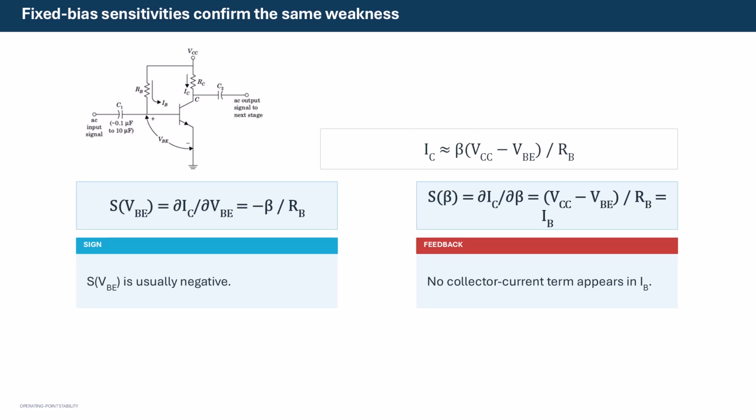The fixed bias collector current can be approximated by beta times the supply minus base emitter voltage divided by base resistance. Differentiation gives a negative sensitivity to base emitter voltage and a beta sensitivity equal to base current. The negative sign means that increasing base emitter voltage reduces the voltage available across the base resistor. More importantly, none of these expressions contains a stabilizing emitter feedback term.